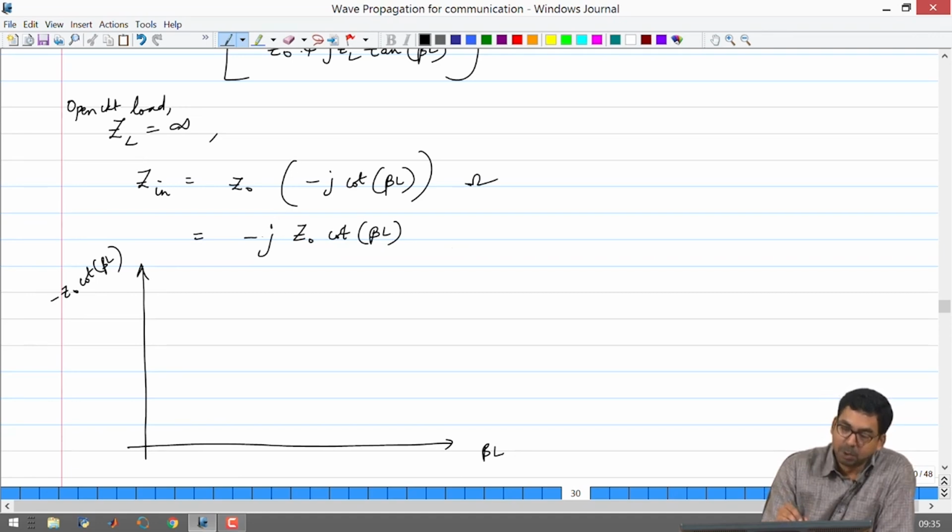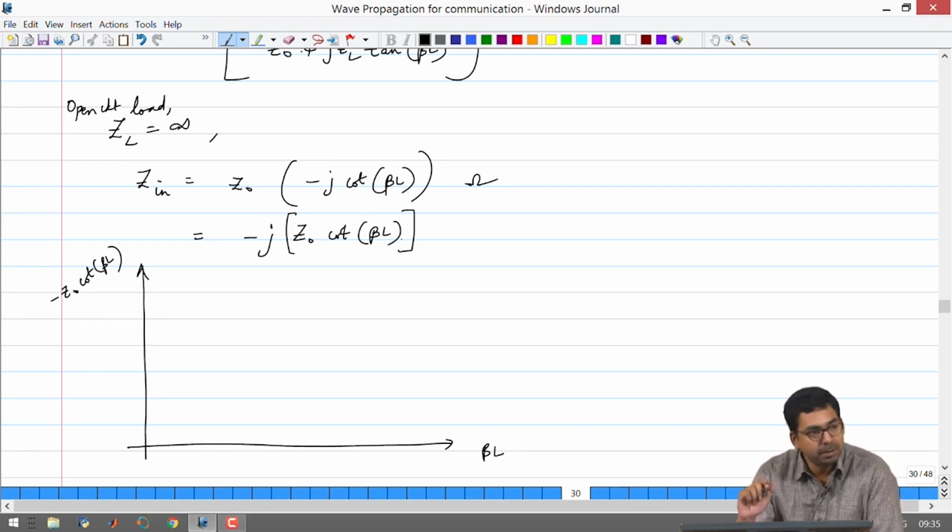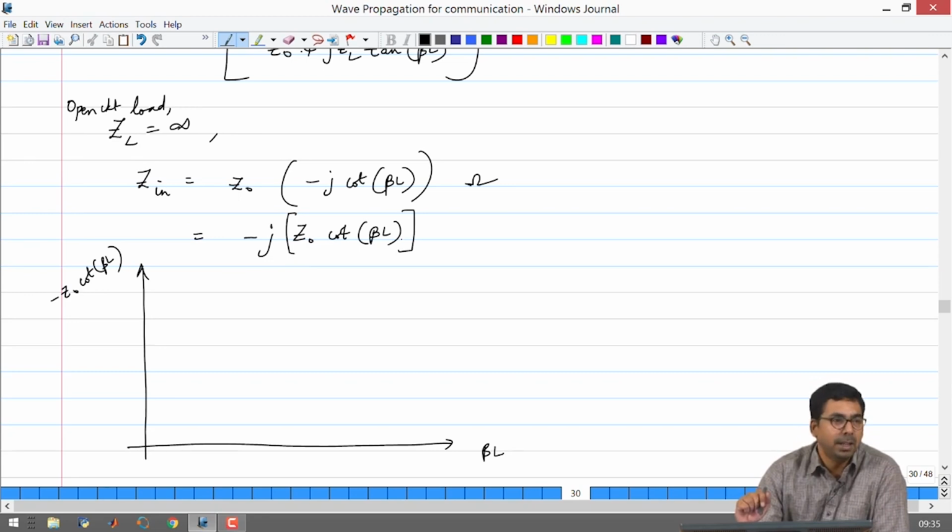Let us for now forget about this j. Let us just understand that Zin is purely reactive, it does not have any resistive part, that is what this j is telling us: minus j Z naught cotangent beta L. If the entire quantity inside the square bracket becomes positive, then Zin will look like minus j something. It is similar to seeing a capacitance. If the term inside the bracket is positive, you will see a capacitance. If it is negative, Zin will look like an inductance.